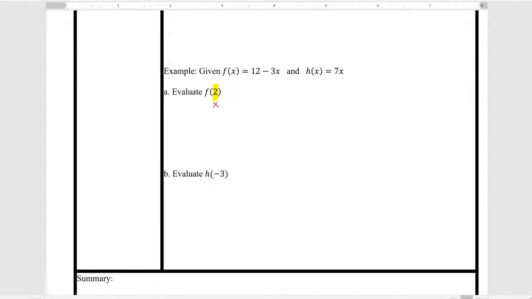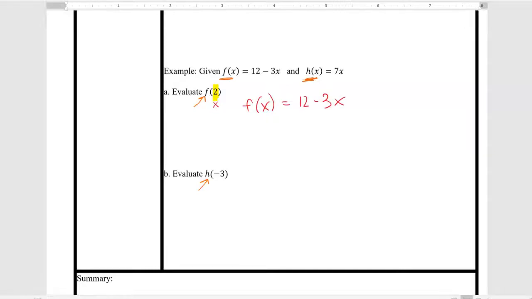Now, I also want you to notice here, I have two functions. I have one that begins with f, and I have one that begins with h. You need to really pay attention to which function you plug in for. If you look at part A, it says f of 2. So I want to plug 2 in the function that begins with f. Whereas letter B says h of -3. I'm going to ignore the f of x function and just work with h of x. So if we do the first one, f of 2, I only want to focus on the f of x function.